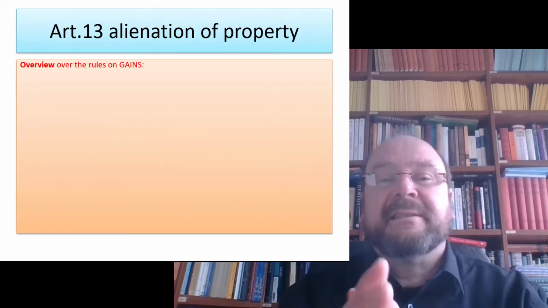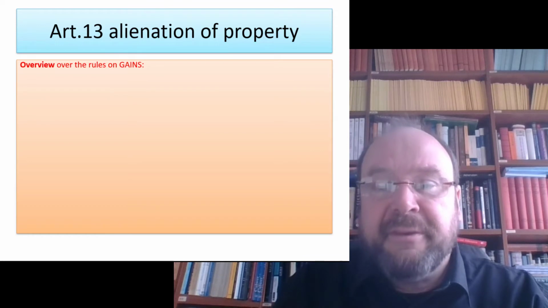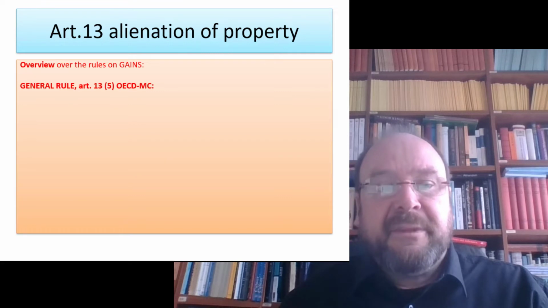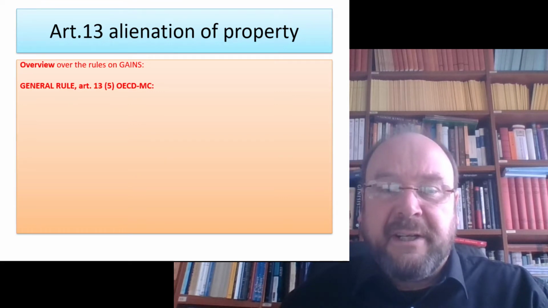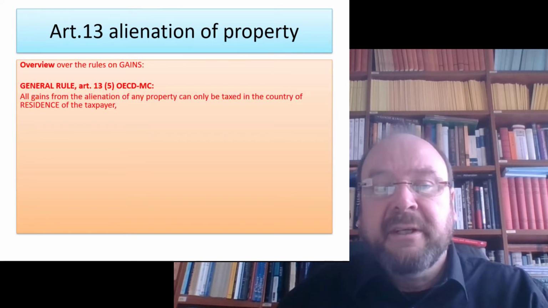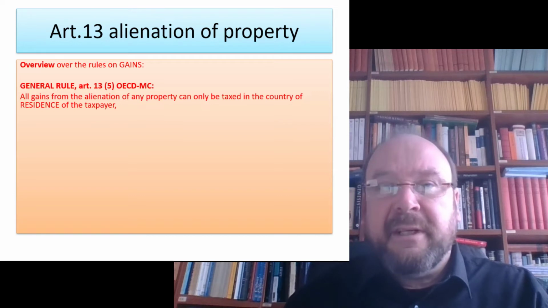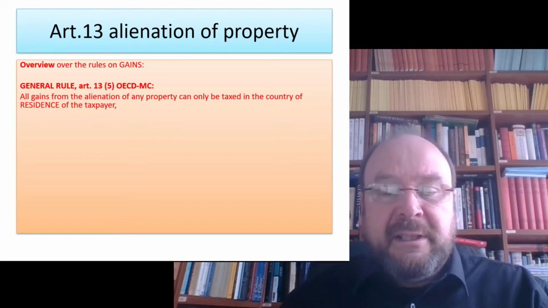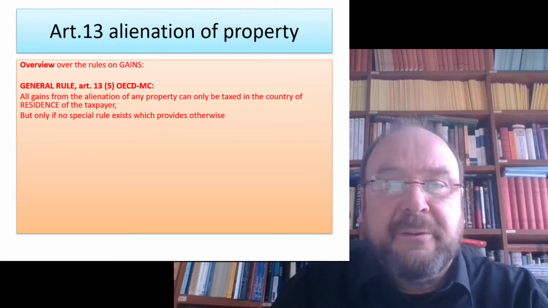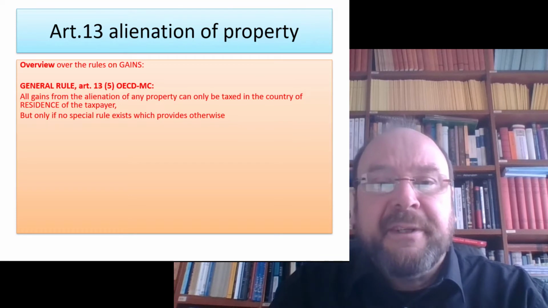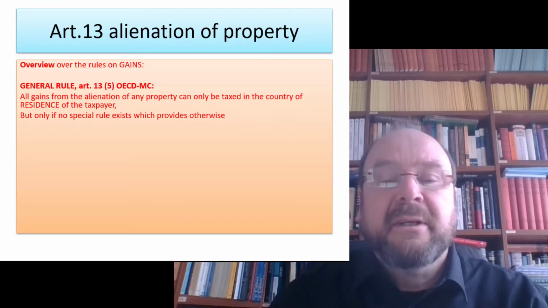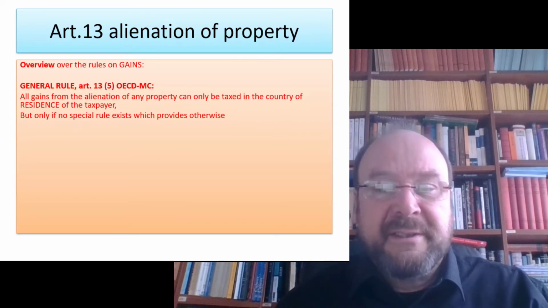Okay, so let's now have a short overview of the rules on selling. The general rule comes at the end here. It's Article 13, paragraph 5 of the OECD Model Convention that says all gains from the alienation of any property can only be taxed in the country of residence of the taxpayer if there has been no special rule mentioned before. So in the first 4 paragraphs there are some special rules. If none of them applies, everything which you sell can only become taxable in your country of residence.